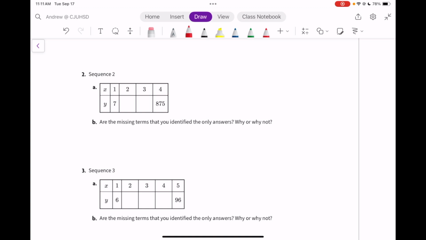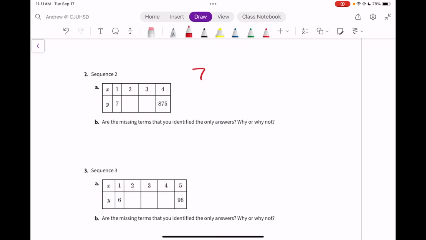So the equation would be, I'm going to start at 7, and I'm going to take 1, 2, 3 jumps. I'm going to take a number times itself 3 times, or to the third power, and the answer is going to be 875. Well, let's simplify it by dividing by 7. R to the third power is 875 divided by 7, or 125.